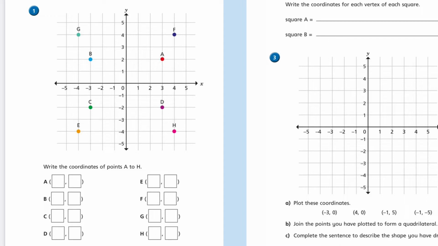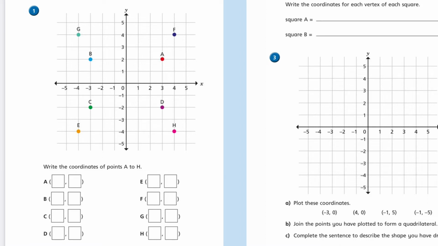So if we start putting coordinates, which are in pairs, for each letter, A is in the first quadrant, which is quite easy. That's 3 along and 2 up. So the coordinates for that would be 3, 2. We did that last time, so you should be familiar with coordinates in the first quadrant.